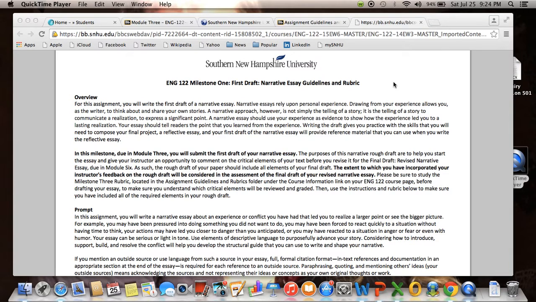So step 1 is to look at this task, assess it, and make sure you understand what's actually being asked of you. So here in our first draft, we are looking for something that is being written in a narrative approach. But this is more than just telling a story. Really, we need to look carefully and see that this essay needs to express a significant point and use our experience as evidence to demonstrate that point and the lasting realization. If you're missing these pieces, it will definitely impact your narrative draft grade.